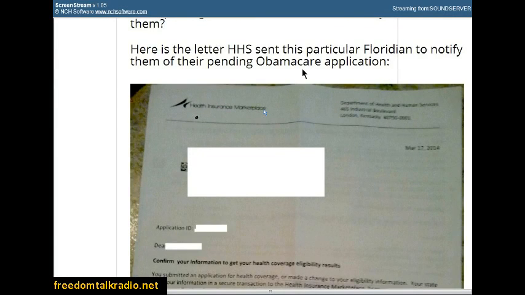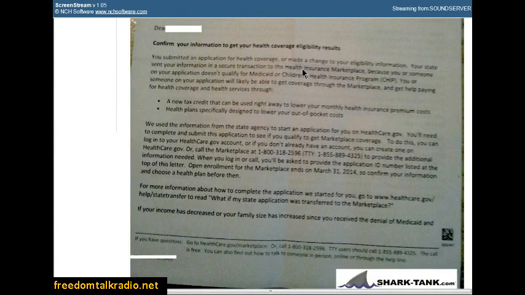And this says, Dear blank, confirm your information to get your health care coverage eligibility results. You submitted an application for health care coverage or made a change to your eligibility information. Your state sent your information over a secure transaction to the health insurance marketplace because you or someone on your application doesn't qualify for Medicaid or Children's Health Insurance Program. So in other words, you go to your state, you don't qualify for Medicaid, and the government goes ahead and signs you up for their government health care, just as a special favor.